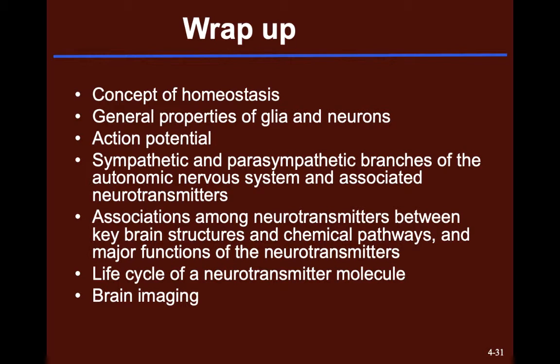The important concepts that we discussed today were the idea of homeostasis, the way that this affects the role of drugs and our experience with drugs in the body. We talked about some important structures in the brain, and then the action potential, the way that neurons communicate with each other, the various branches of the nervous system and the neurotransmitters that are associated with them. We also talked about neurotransmitters and the key brain structures and chemical pathways that they affect, and then, of course, the major functions of those neurotransmitters, the life cycle of the neurotransmitter molecule, and then finally some modern approaches to brain imaging.